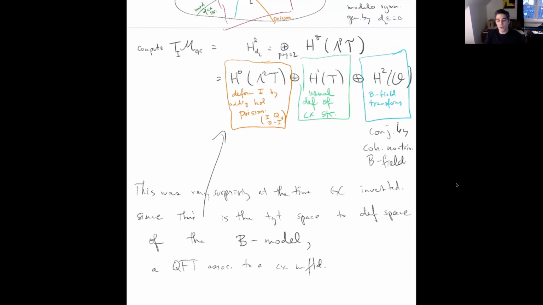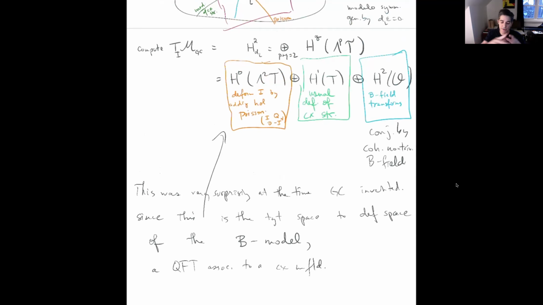Okay, so the idea was that they were studying the B model. It's a very famous quantum field theory defined more or less by Witten in, I guess, 92 or something, shortly before Kontsevich came up with homological mirror symmetry. Witten defined two topological quantum field theories, the A model and the B model. The A model is associated to a symplectic manifold, the B model to a complex manifold.